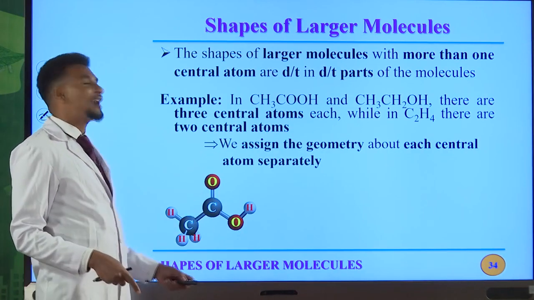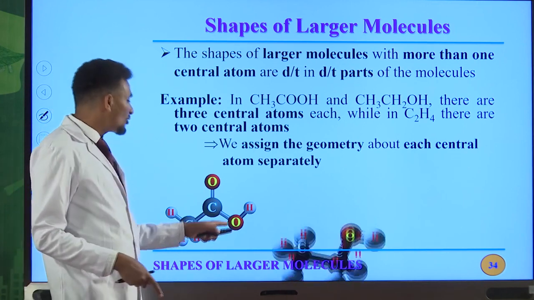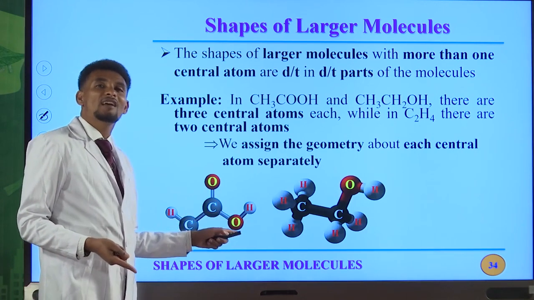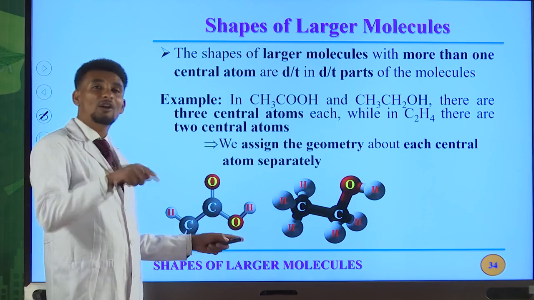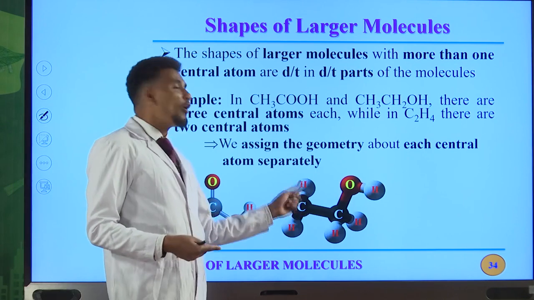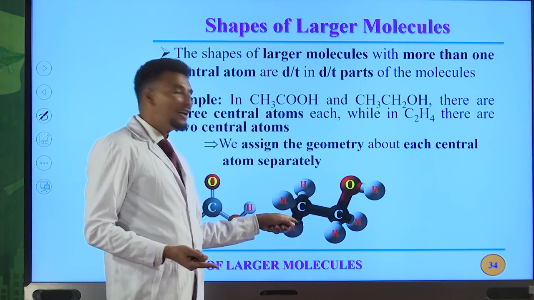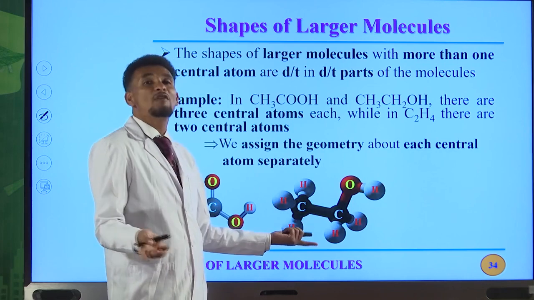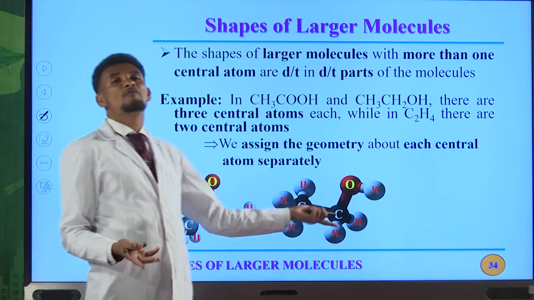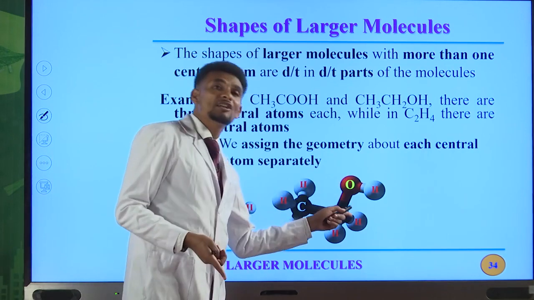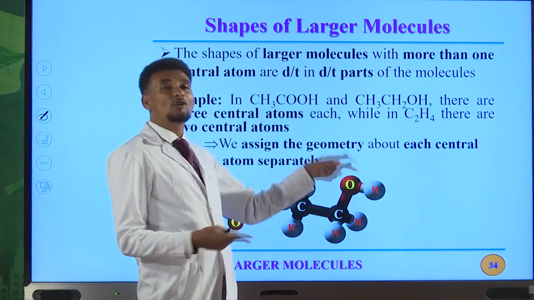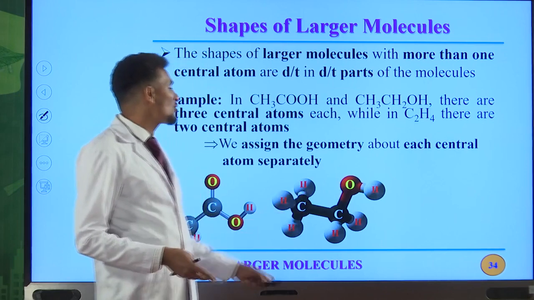It is an AB3 type with no lone pair of electrons. But on the oxygen atom, we have 2 lone pairs of electrons. Therefore, its electronic geometry is tetrahedral, but its molecular geometry is V-shape because of the presence of 2 lone pairs of electrons. For ethanol, at this carbon, its shape is tetrahedral. It is an AB4 type. At this carbon also it is tetrahedral because it is an AB4 type. But at oxygen as a central atom, the shape is V-shape. Its electronic geometry is tetrahedral. Try to identify this one.